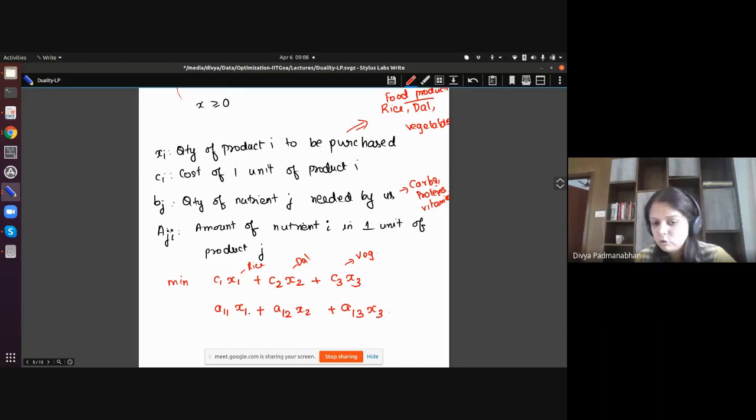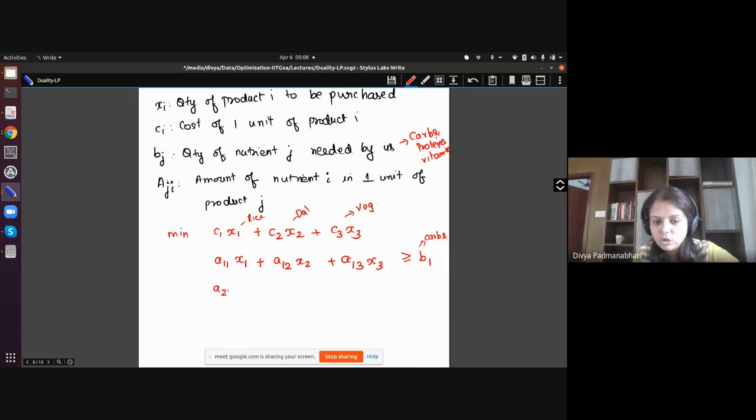Okay, if you purchase x1, x2, x3 amount of each of these food products, and you want that to be greater than b1, where b1 is the daily requirement of carbs. Similarly, you want A21 X1, so this is for the proteins, say, A21 X1 plus A22 X2 plus A23 X3, and this is greater than or equal to B2.